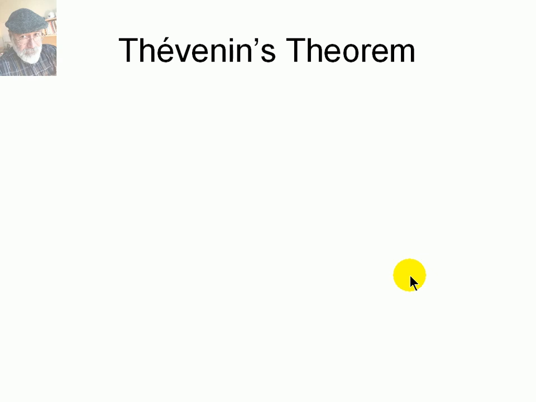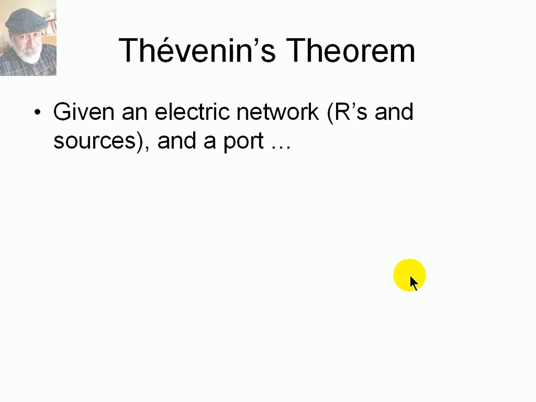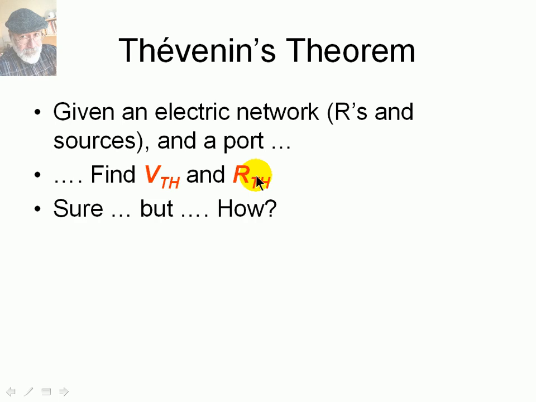Thevenin's theorem implies some challenge for us. We were told that we can represent any network at a given port by a series Vth and Rth pair. But how do we find those Thevenin voltage and Thevenin resistance? Well, traditionally, we use the open circuit and short circuit test. We find the open circuit voltage, and then we find the short circuit current, and from there we determine Vth and Rth.